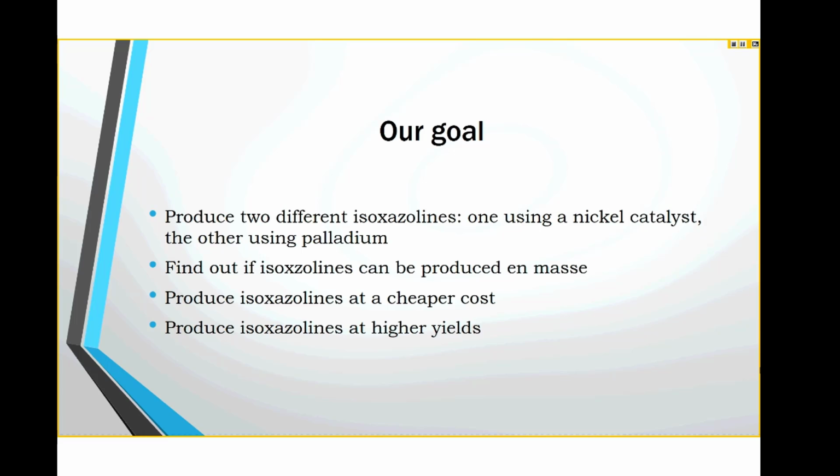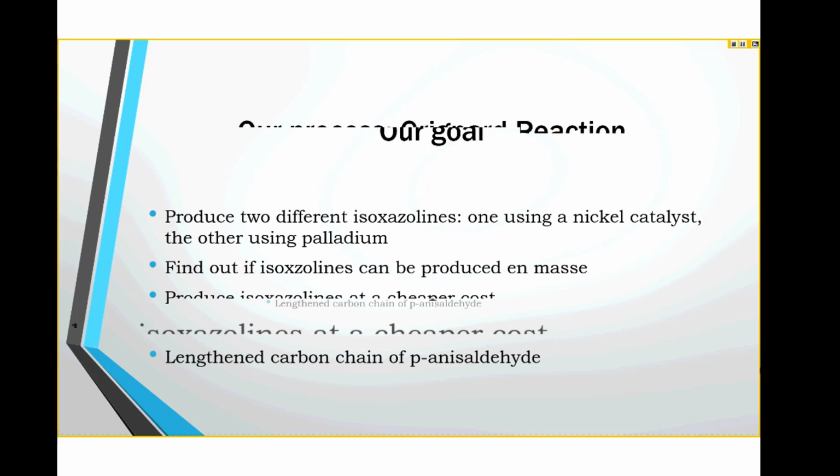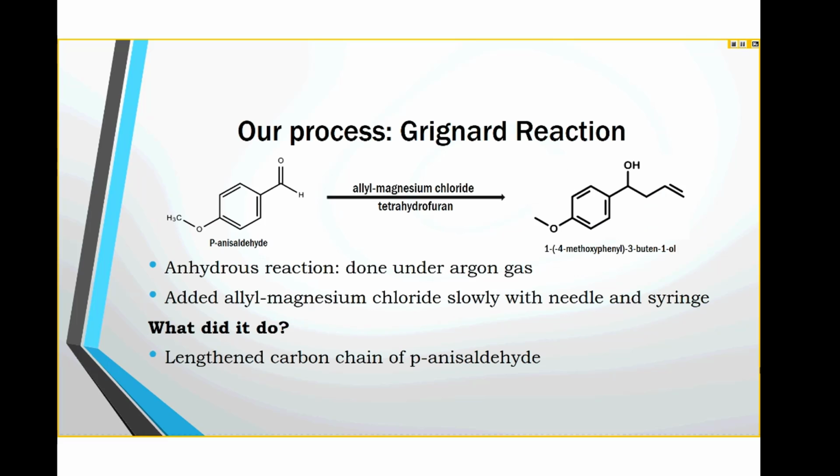And then we also wanted to produce isoxazolines at higher yield, because currently there are research studies being focused on isoxazolines, but they're not being produced at high enough yields to work well in the body. So we were trying to produce the isoxazoline at a cheaper cost, as well as a higher yield, so we had a better isoxazoline. So our process was fairly similar to what the research suggested.